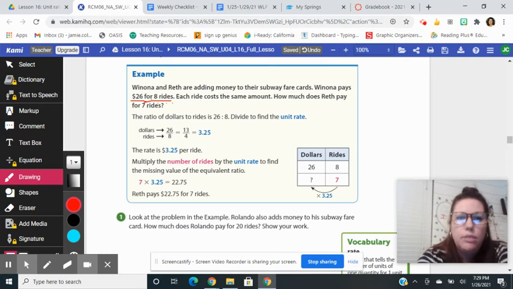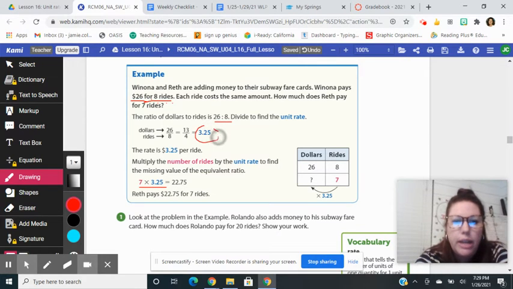So as you can see, they use the ratio of 26 to 8, and they divide that. And then what they do is they take that answer and multiply it by 3.25. So they found out that there is a rate of $3.25 per ride. Okay, so that's what the rate is. And now that they know what the rate is, they times it by 7 because they want to know how much it will cost for 7 rides. And it'll cost them $22.75 for 7 rides.